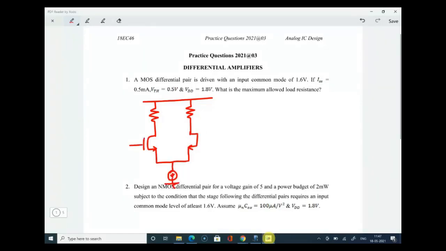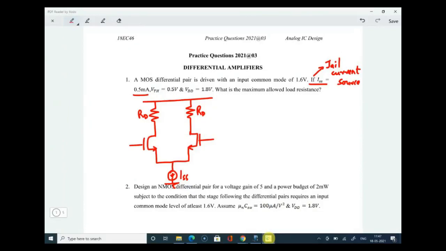I would say the first thing that should come to your mind should be the circuit diagram. The circuit diagram is not given, but from the description it is clear that you should use resistive load. So you should use two resistive loads RD in this form, and there is a differential pair, and it is also given that the ISS current is 0.5 milliamps. We call this the tail current source, since it is connected at the far end of the circuit. So this is the circuit diagram.